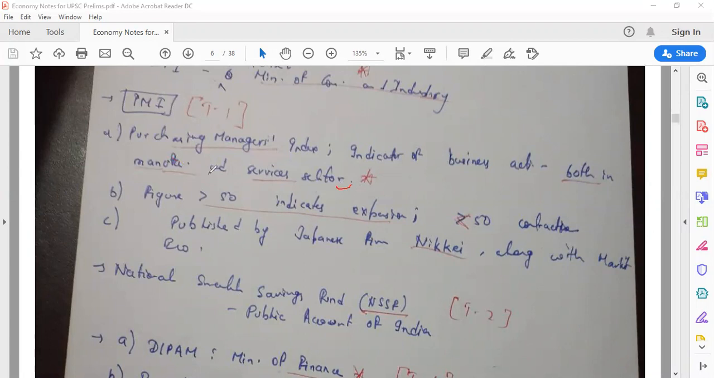Now, I will show you a PMI right now. A figure greater than 50 indicates expansion in the sector. Let's say in the manufacturing sector, if the figure is more than 50, it indicates expansion in the manufacturing sector. Less than 50 means contraction. Now, who publishes it? It is published by the Japanese firm Nikkei along with IHS Markit Economics. Now, if you want to see how this Purchasing Manager Index looks and how to understand it, I will just show you right now.